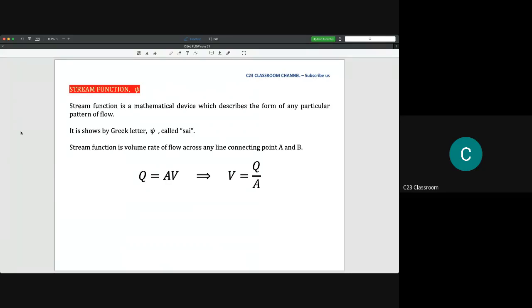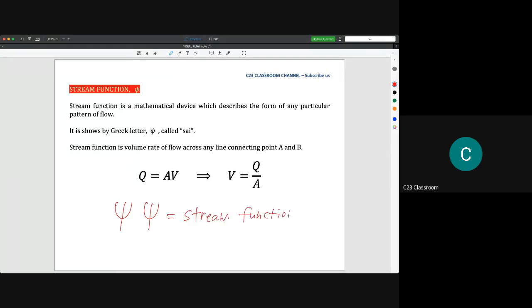So for today, I would like to introduce you to the stream function. The stream function in this chapter is written with this symbol. It's called psi. So if we call it psi, you could write it like this. So this is psi. Psi is called the stream function.